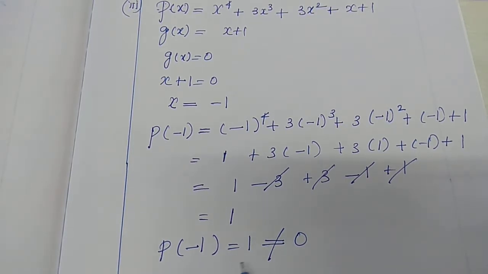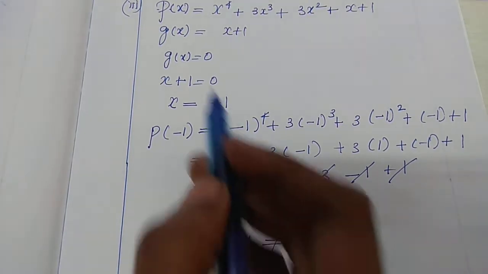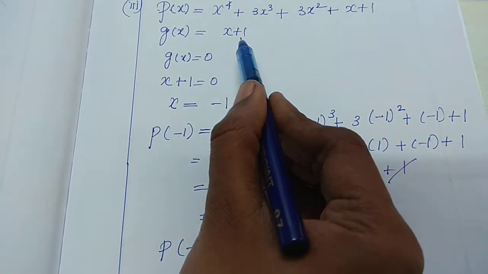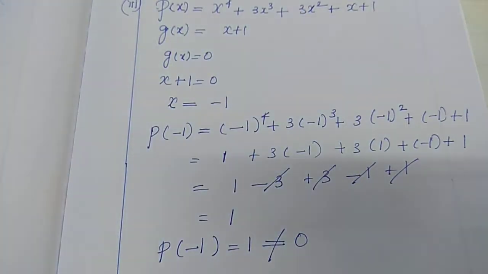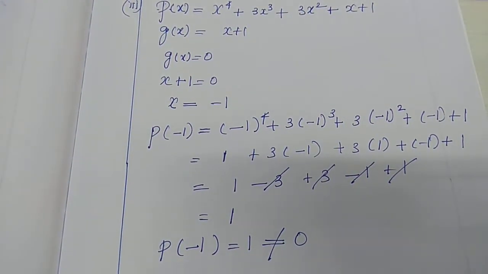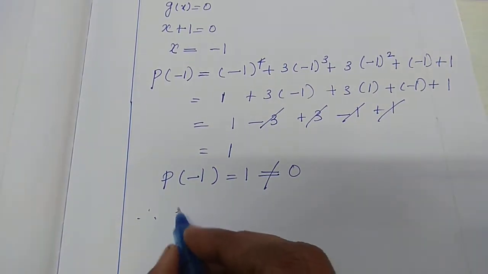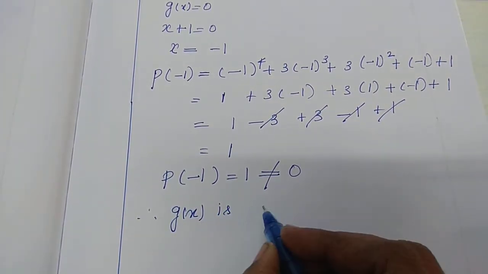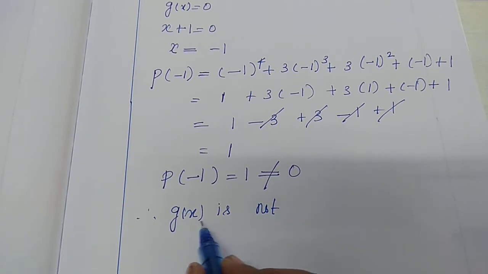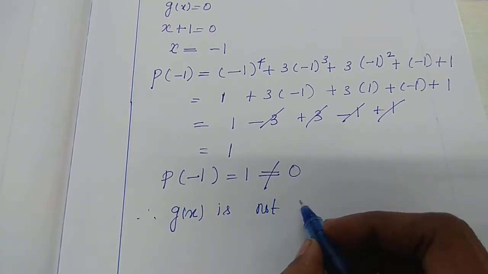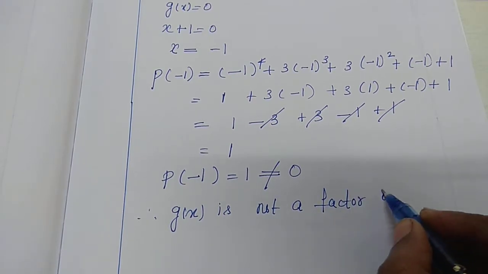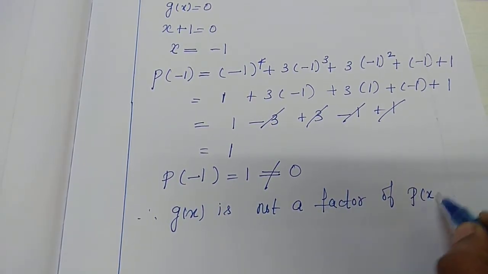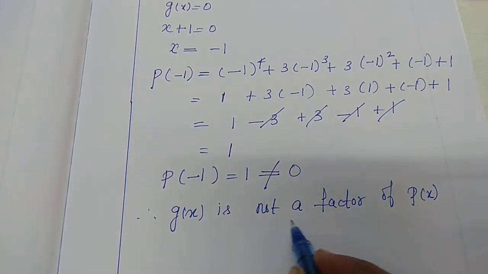The remainder not equal to 0 means the polynomial g of x, x plus 1, is not a factor of the polynomial p of x. Therefore, write the conclusion, g of x is not a factor. This line is coming from the factor theorem. Is not a factor of the polynomial p of x. So division number 3 over.